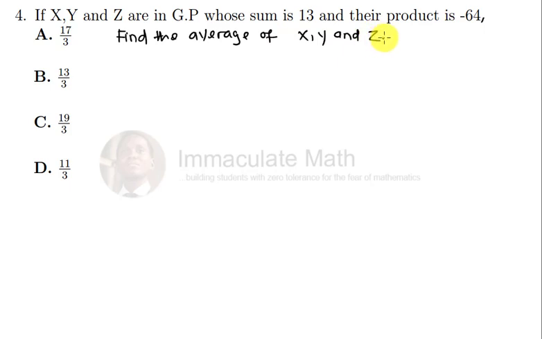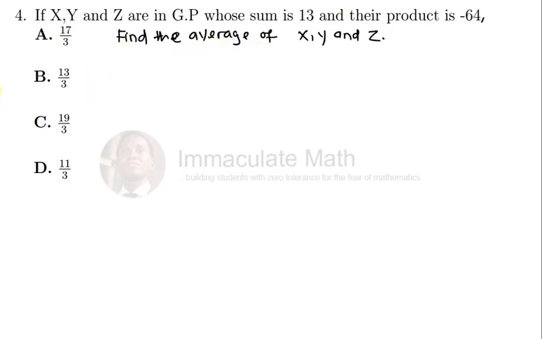Alright, so this here is the complete question. They said if x, y, and z are in geometric progression, whose sum is 13 and their product is minus 64. So they want us to find the average of x, y, and z. Before we can find the average, we need to determine the values of x, y, and z themselves. I want you to follow me as I solve this question carefully.